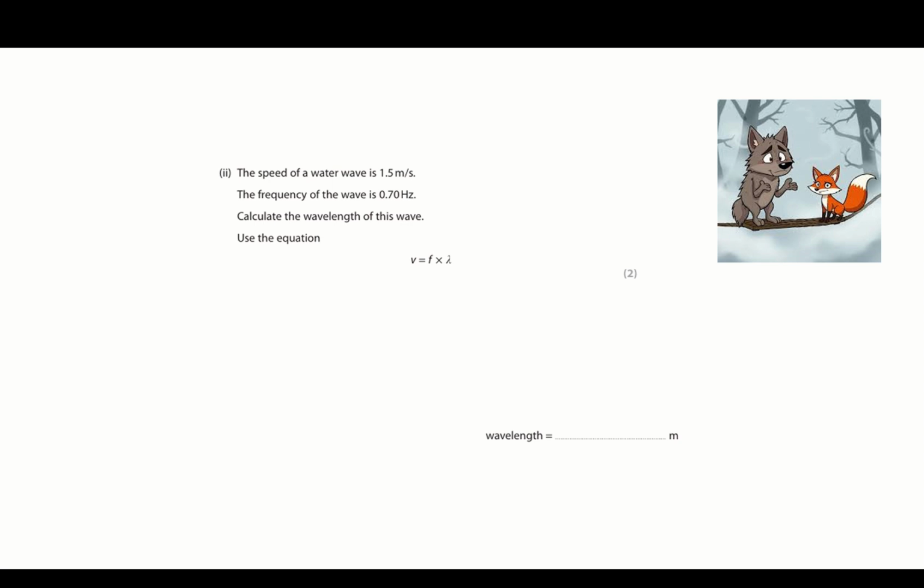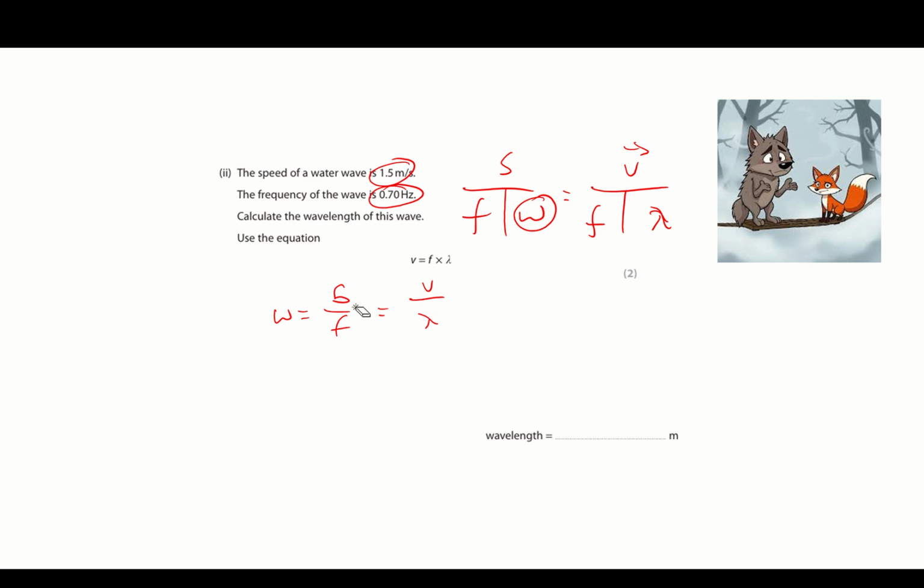Next one, we've got our foxes stab wolves. So foxes stab wolves, or as it's written in here, frequency equals the velocity divided by the wavelength, lambda. They are the same equation. And it says calculate the wavelength, so we want to find out W. So we know W equals S over F, which equals velocity over lambda. And then we're away. The speed's there, the frequency's here, with no unit changes there.